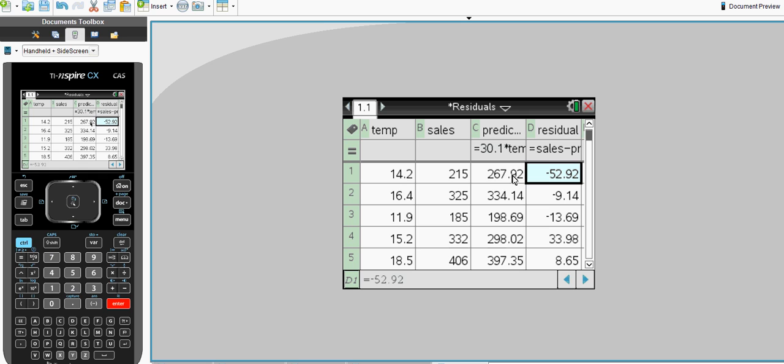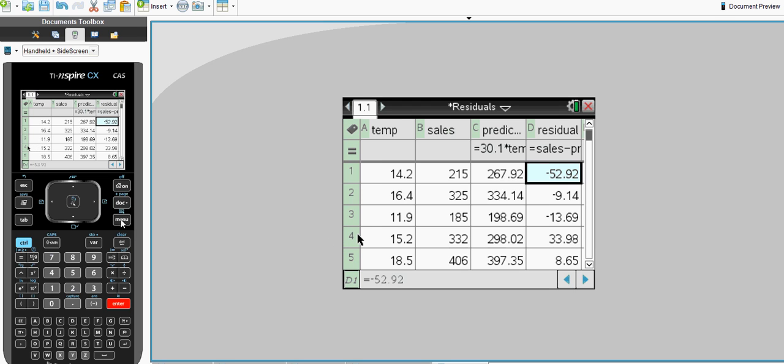the linear regression, line of best fit, least squared regression. Our second lot of sales is only about $9.14 below. Our third lot is $13.69. And here we have actually a prediction that's below the actual sales. Our sales are higher than the predicted by 33.98.